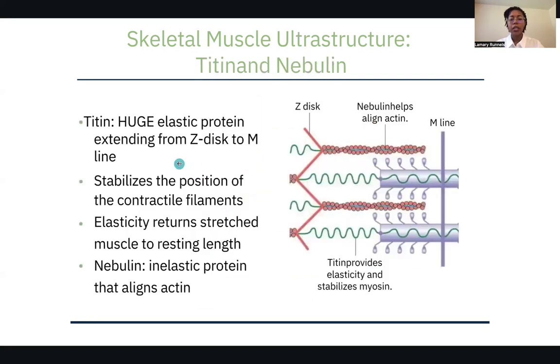So titin is a huge elastic protein that extends from the Z disc right here, and it looks like a Z, to the M line. So the titin runs from the Z disc to the M line right there in the center. It stabilizes the position of the contractile filaments. It also helps return the stretched muscle to a resting length. And then the nebulin, which is inside of the actin, is an inelastic protein that aligns the actin.